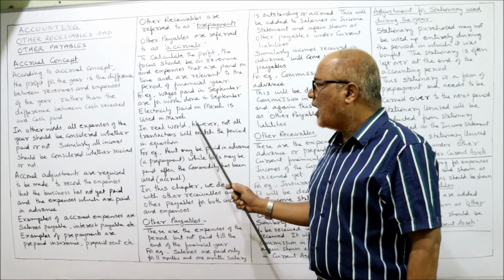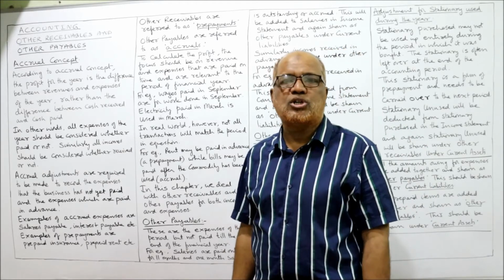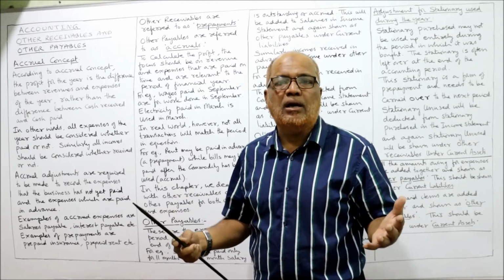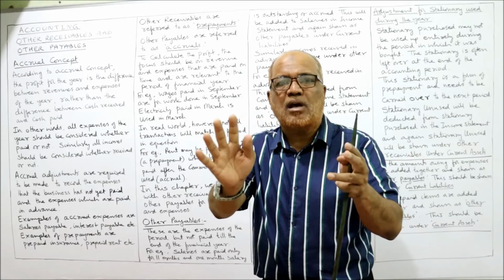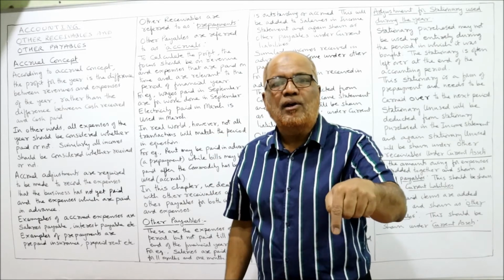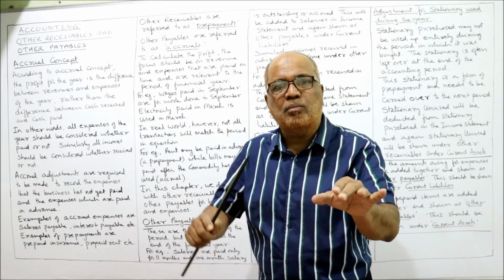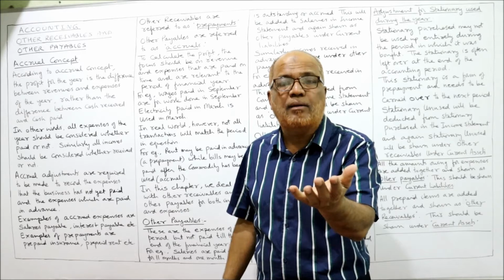In the real world, however, not all transactions will match the period of the equation. In reality, in the practical world, what will happen? We pay a number of expenses which are not related to the current year. It may be for the next year or it may be for the past year. In the real world, this will happen.